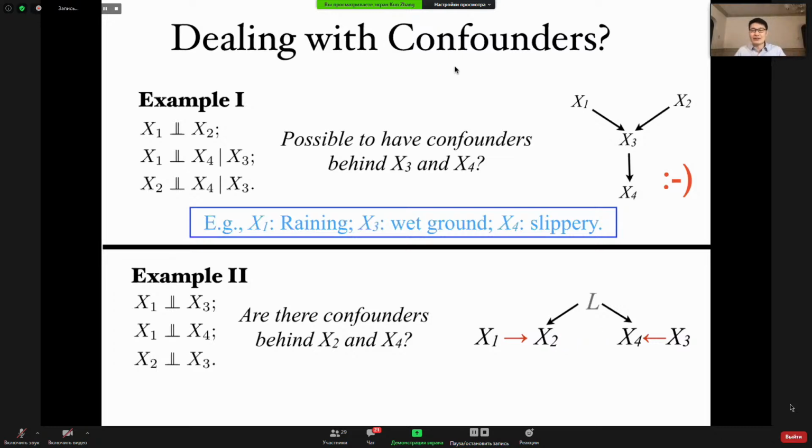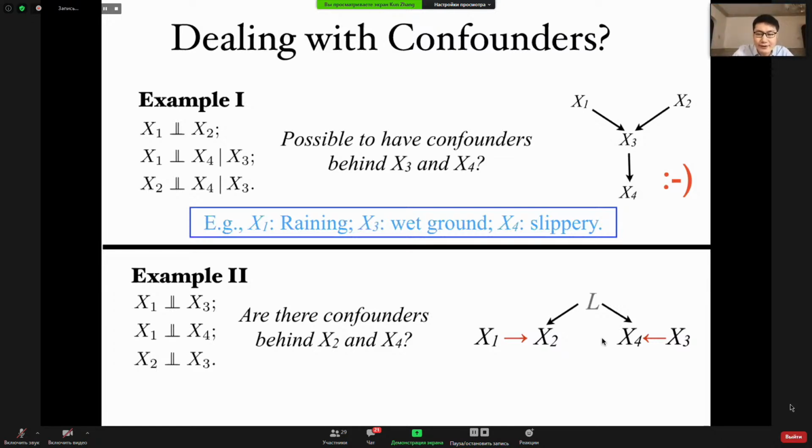So here, in this case, we know although x2 and x4 are dependent, and they are dependent conditional on anything, still we can infer that there must be confounders behind x2 and x4, and furthermore, that there is no direct causal relationship between x2 and x4. They are not directly causally related. They are dependent because of the confounder.